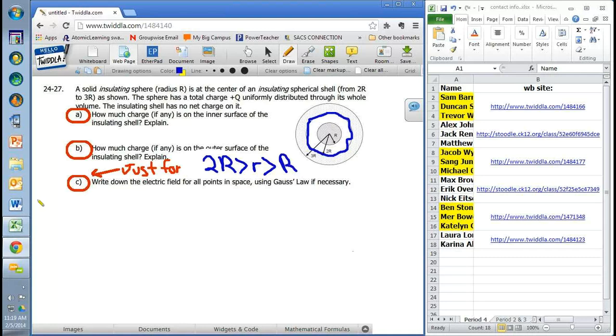So you're doing just part C now. We've already answered part A and B. They're done. And you're just answering part C, and you're looking at actually the region in between the shell and the sphere. Okay, so I'm going to give you about 5 minutes to do this, and I'm going to mute you again.